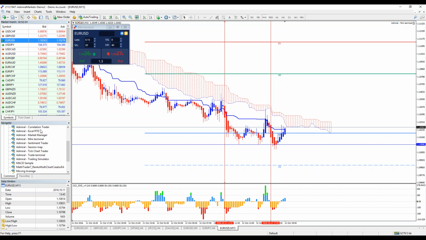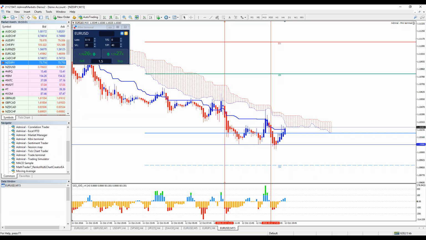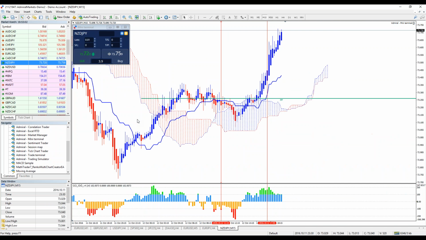And one more example, and then New Zealand yen, Mario is asking. Okay, let's see New Zealand yen. Okay, this is huge. A long entry could have been initiated at this point here. Exactly. You need to watch for this. This is the momentum system. This is an ideal trade.